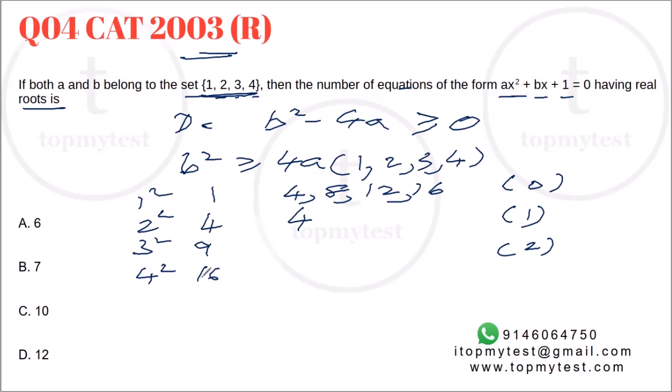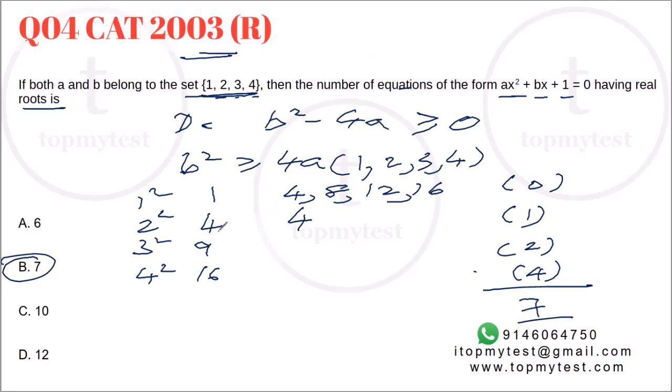For b square is equal to 16, all the 4 values will satisfy. 4, 8, 12 and 16 are all less than or equal to 16. So all the 4 values will satisfy. So total possible equations will be 0 plus 1 plus 2 plus 4. That is 7 possible equations. So to give you an idea what the equations would be.